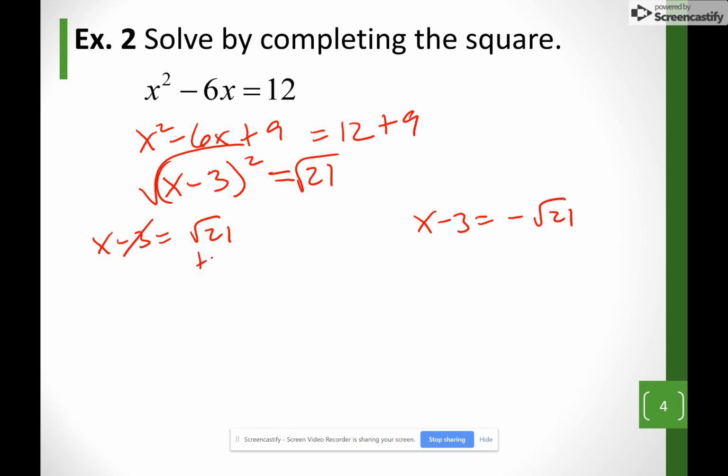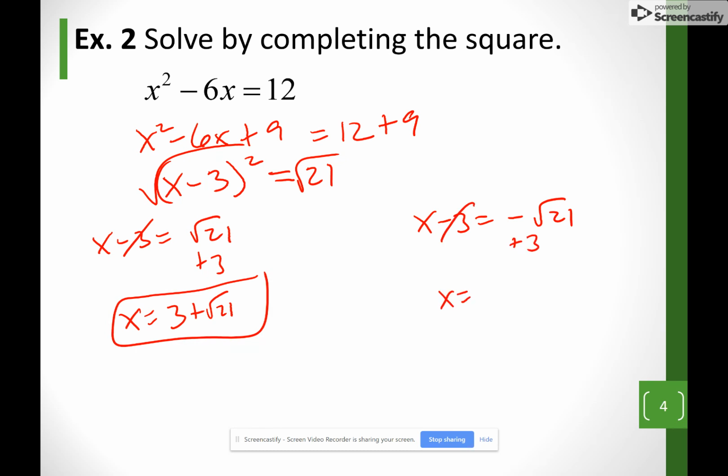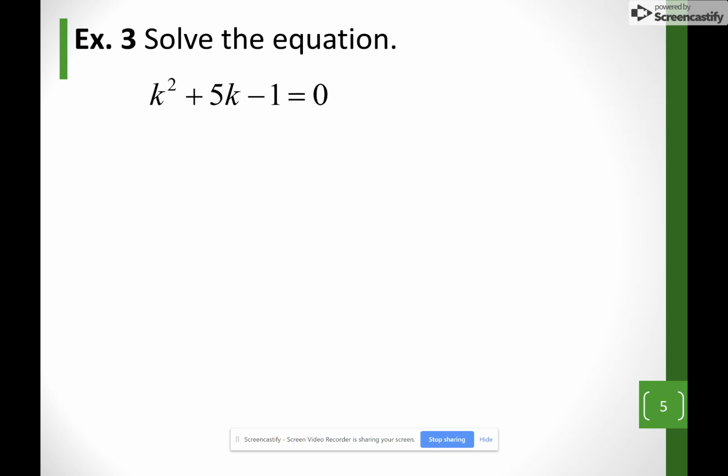Let me add a 3. So I get x equals 3 plus the square root of 21. Let me add a 3. x equals 3 minus the square root of 21. Let me move the negative 1 over. So I'm going to have k squared plus 5k, some space in there, is equal to 1.